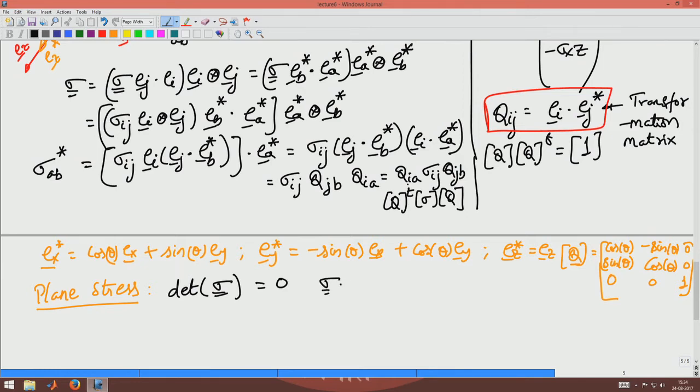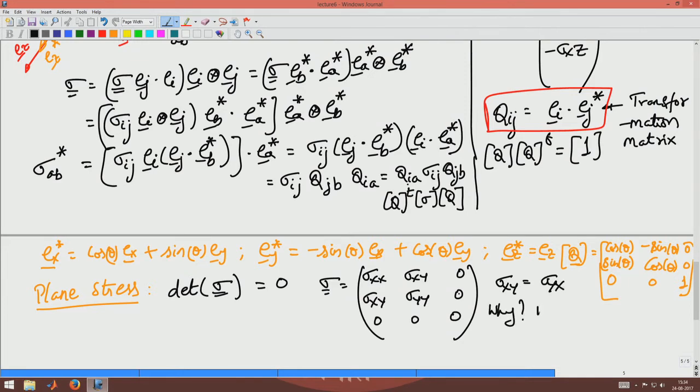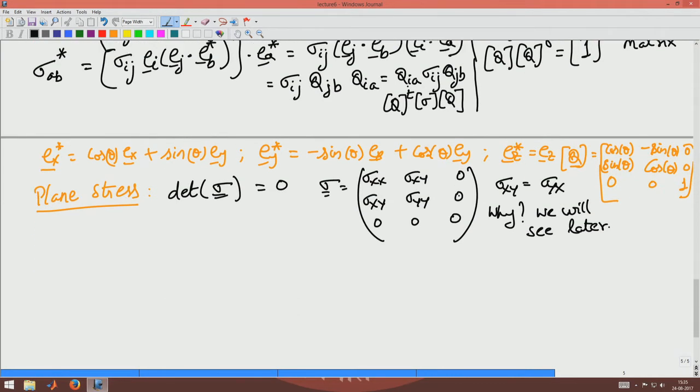In other words, sigma can be written as sigma xx, sigma xy, 0, sigma xy, sigma yy, 0, 0, 0, 0. I have one row and one column of zeros, indicating that the determinant of sigma will be 0, and this represents a plane stress state. Now, I have used here sigma xy equal to sigma yx. We will see the reason for this later. For simplification, I have assumed this, and this holds true.